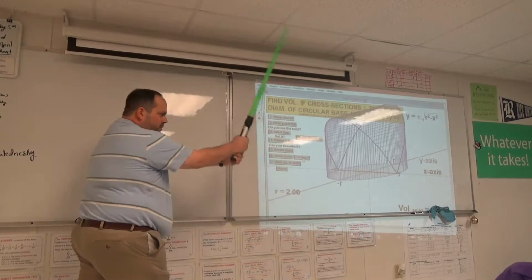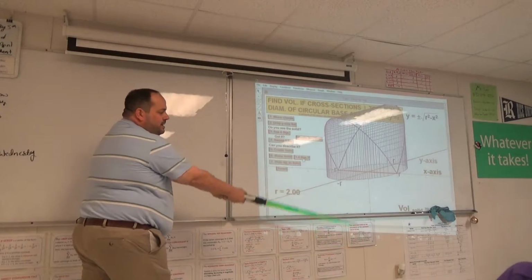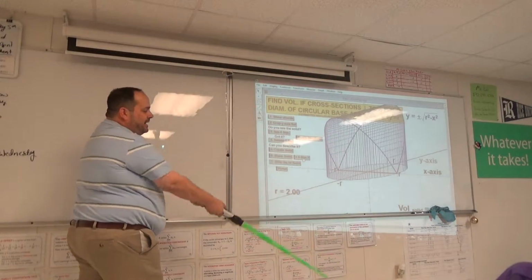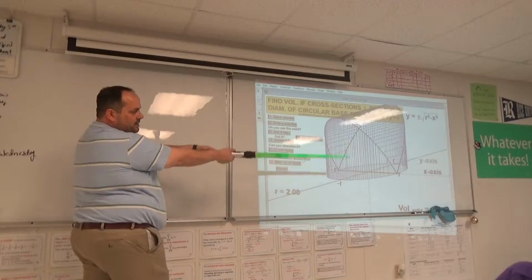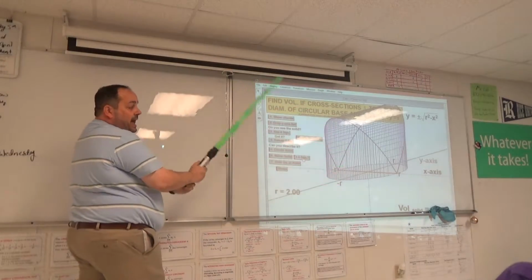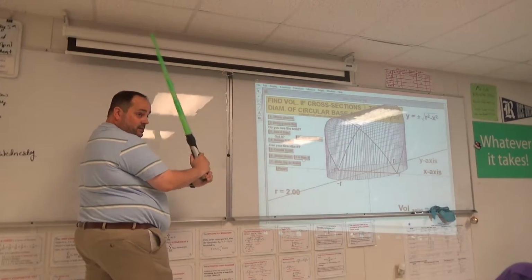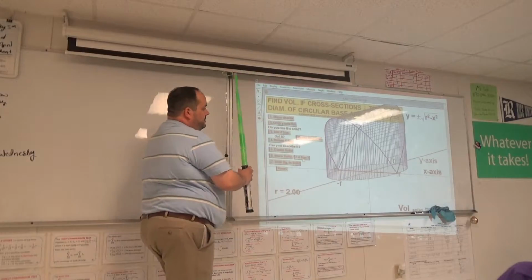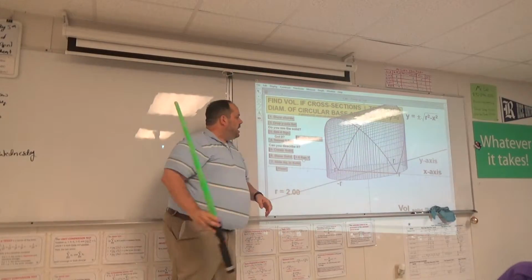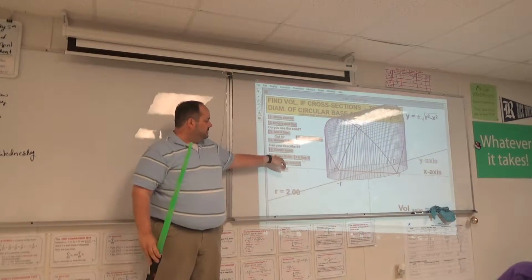Am I slicing this way? Which way is this? It's the Jedi way, right? But that's the y-axis. I'm slicing parallel to the y-axis, this way. Parallel to the y-axis. Okay. All right. Good. So we've got our solid.